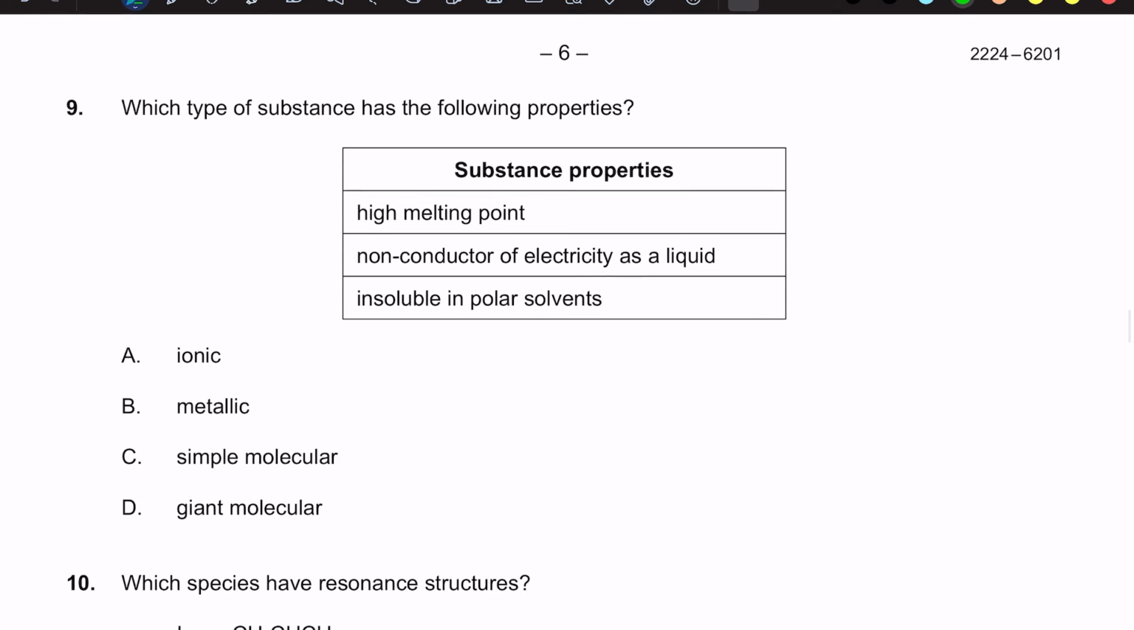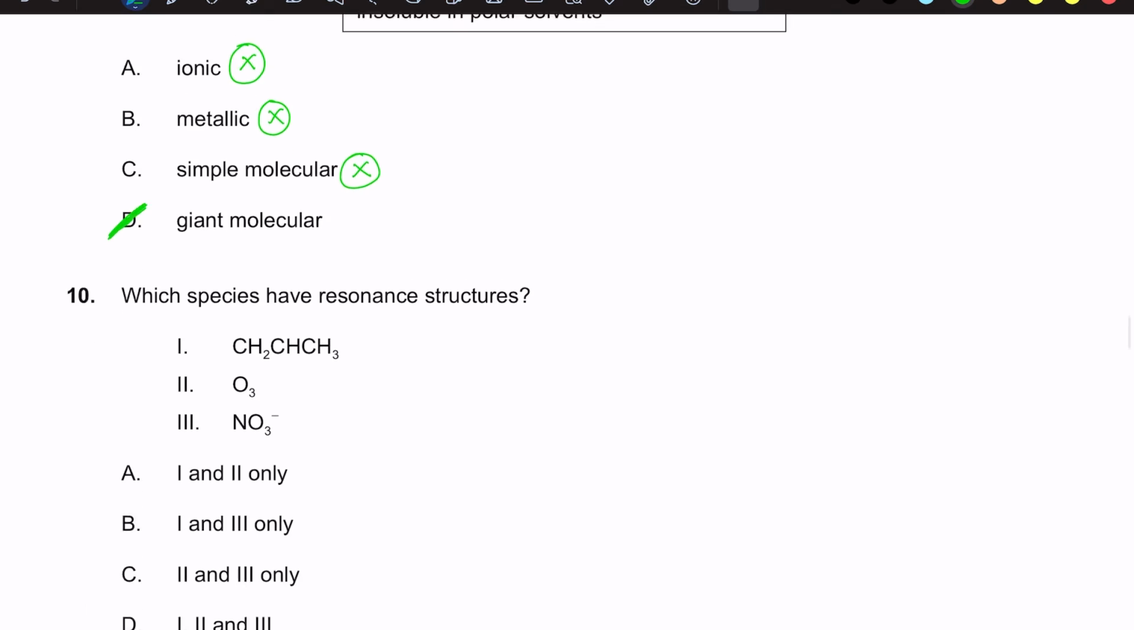Which type of substance has the following properties? We should have a high melting point. So I can rule out simple molecular, because all simple molecular compounds have low melting points. Non-conductor of electricity as a liquid: I can rule out metals, and even ionic compounds conduct electricity as a liquid, so I can also rule out ionic. So just from this I can say it's D. And if it's giant molecular, we can say it's a non-polar compound, and hence it will be insoluble in polar solvents. That's fine.